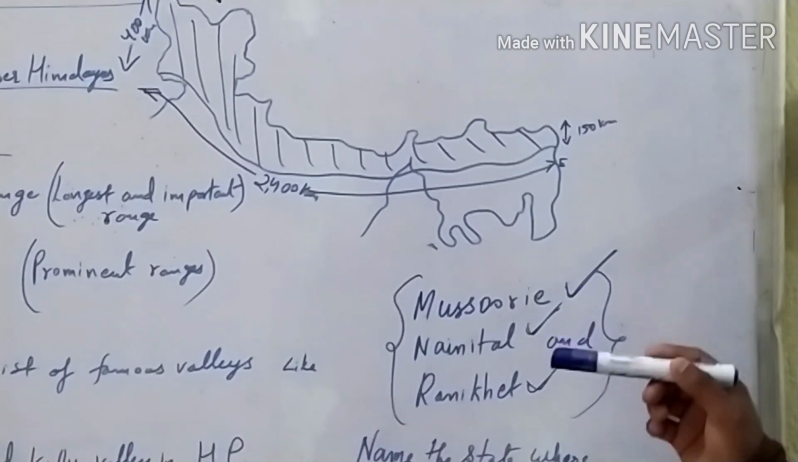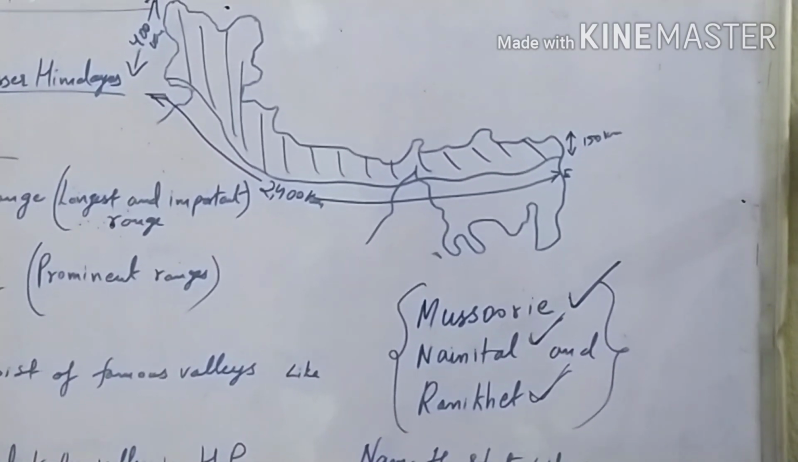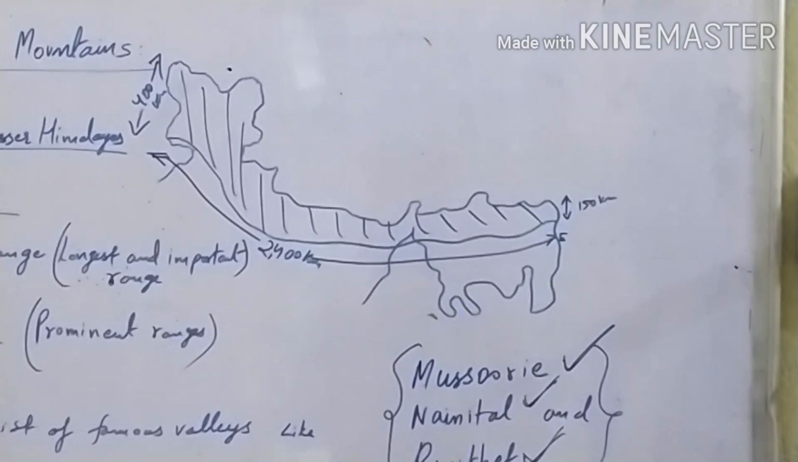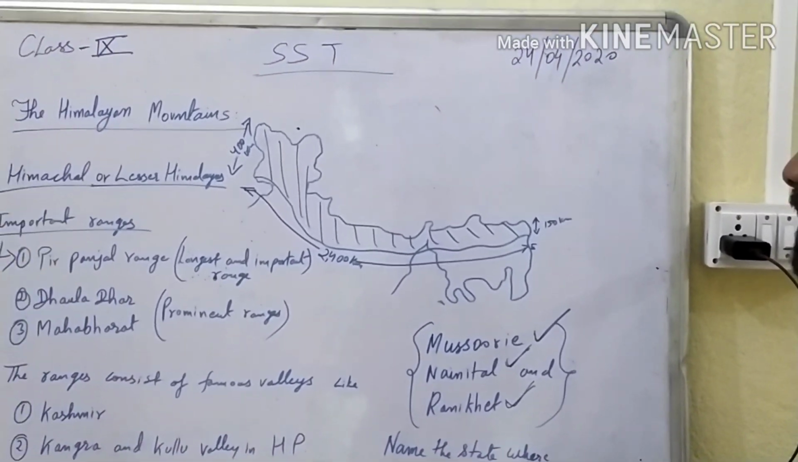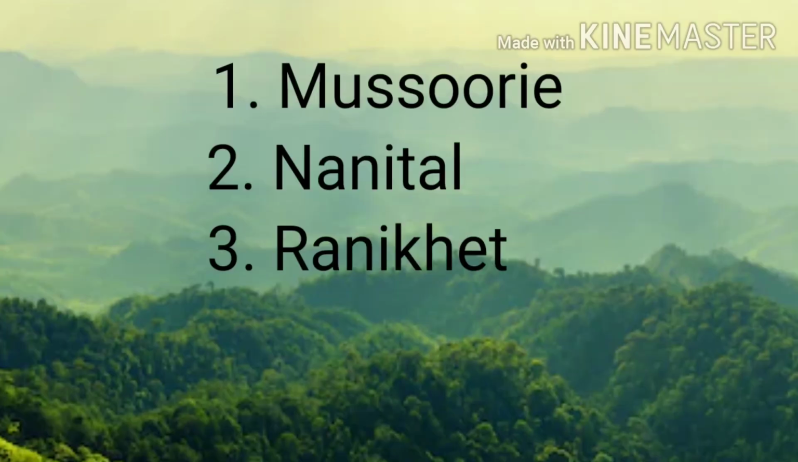Okay, Mussoorie, Nainital, and Ranikhet. You are supposed to locate the place on a map. Find out the states where these three places are located.